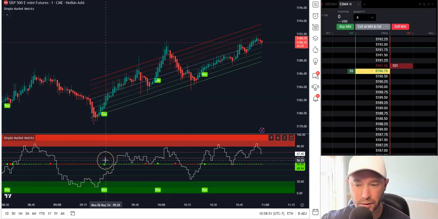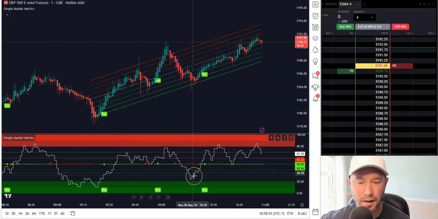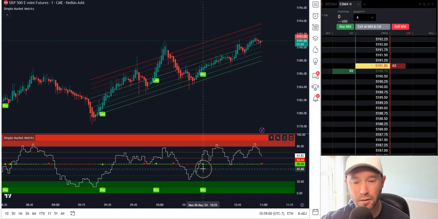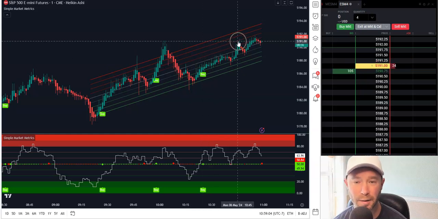See how all 3 of our metrics right here are in combination? What happened? Buy signal populated, head to the upside. All 3 of our metrics are in combination right here, heading to the upside: green middle band, green dot, buy signal illuminated. That's where we got a buy signal, and that's where we're going to get to the upside.